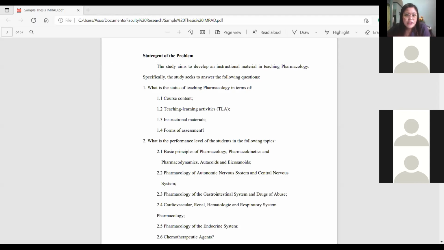So let me give you an example of some statement of the problem here in my study. So as you can see, this is how I make the statement of the problem. Di ba ingon ko, the first part should be a general statement of the problem or the general objective. So in this study, my general objective is to really develop an instructional material in teaching pharmacology. And to achieve this, to really develop the instructional material, I have to answer the questions below.